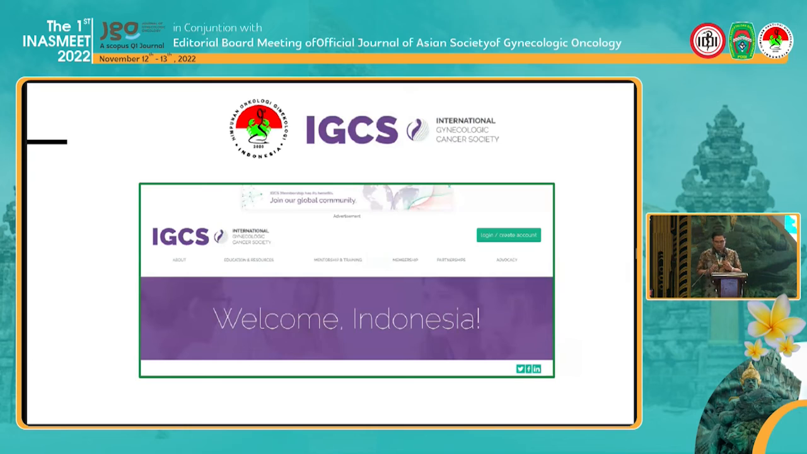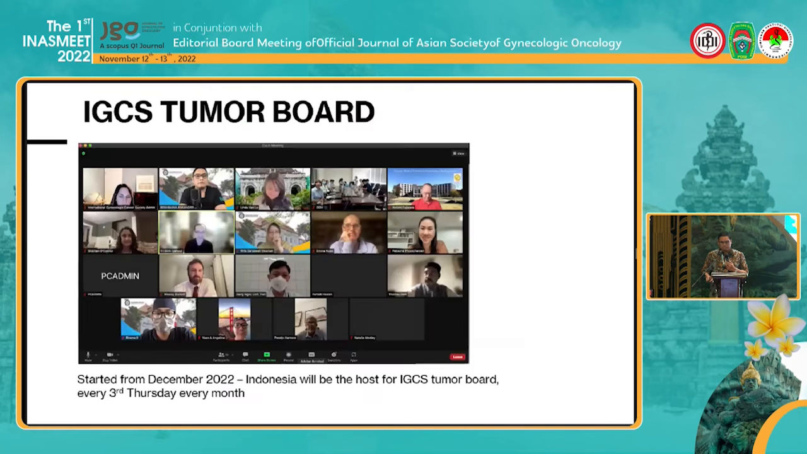We also have a collaboration with IGCS, with the IGCS Strategic Alliance, and Indonesia is listed as a member of IGCS. Since last year, we have been joining the IGCS ECHO Tumor Board, and we are joining the Vietnam Tumor Board, coordinated by the IGCS. In mid-2022, we were approved as the host. So starting from December 2022, Indonesia will be the host for the IGCS Tumor Board every third Thursday of every month.